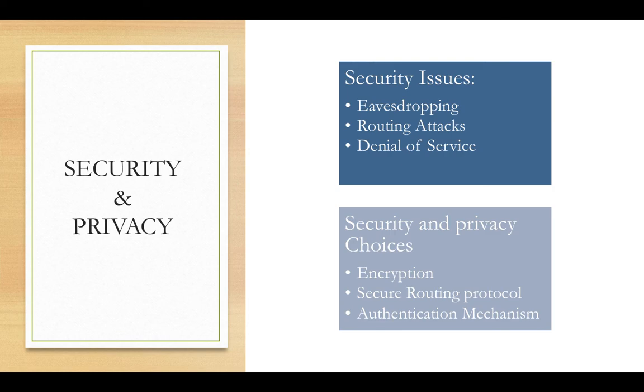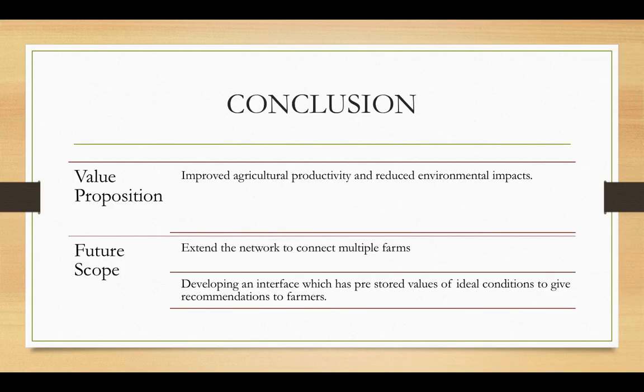To avoid these kinds of security based issues, the choices that the stakeholder can have are encryption or a secure routing protocol, and the system should also have an authentication mechanism which allows only the concerned client to connect with the network. To conclude, the value proposition for the system is improved agriculture productivity and reduced environmental impacts.